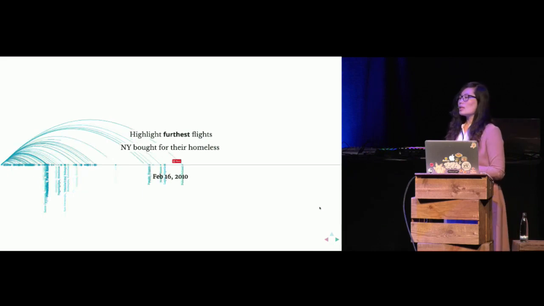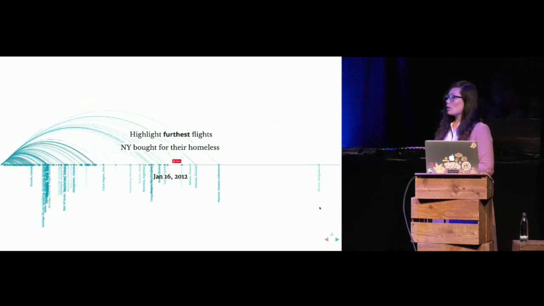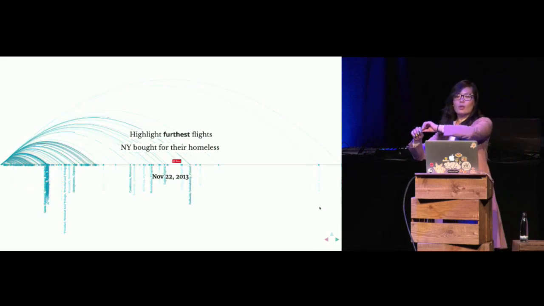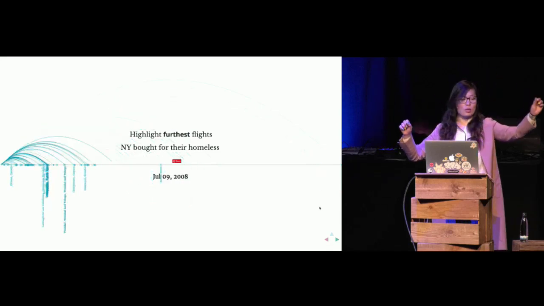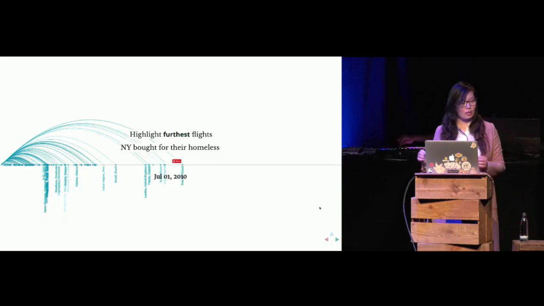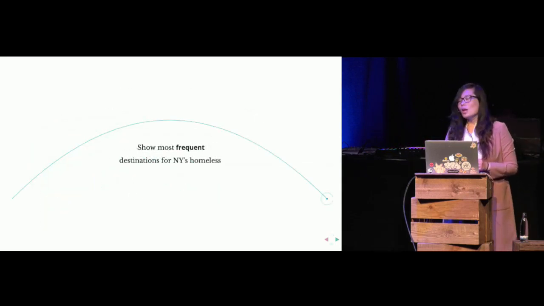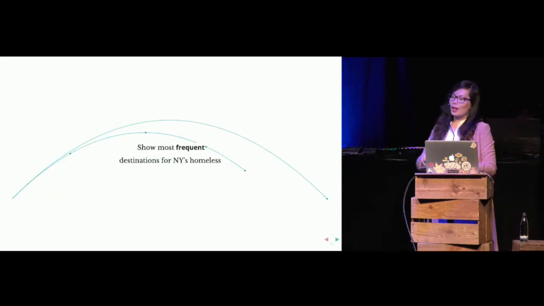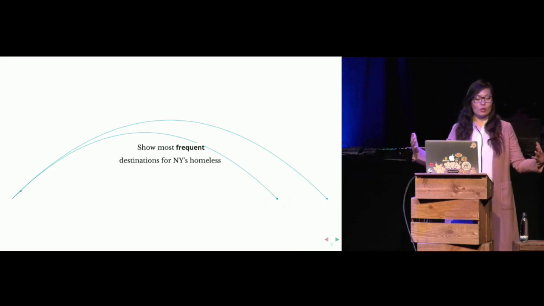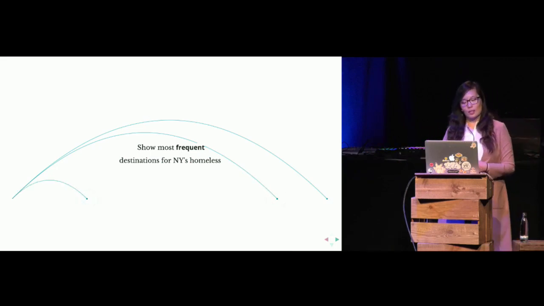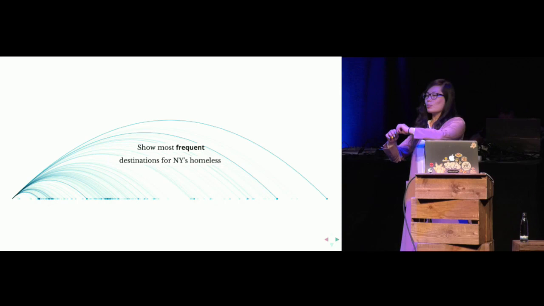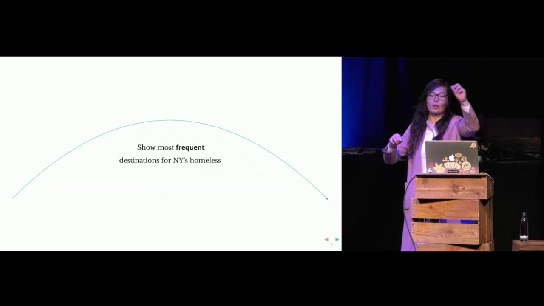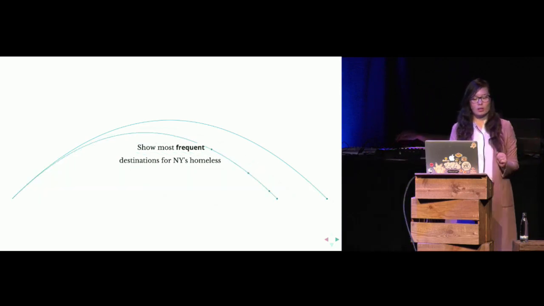And so we settled on this visual metaphor of a person starting out and taking off from their origin city and flying across the screen to land at their destination. And it was very straightforward to expand this metaphor to our second goal of showing the most frequent destinations for New York's homeless people, by drawing and representing these people as dots that flew across the screen along these arcs.